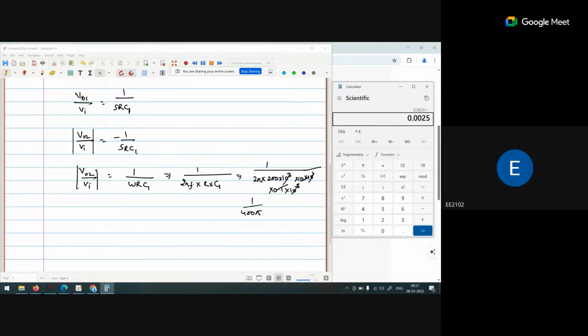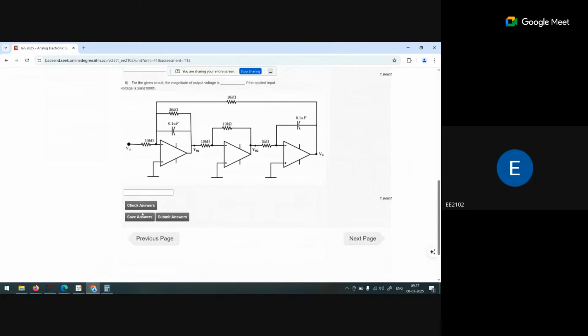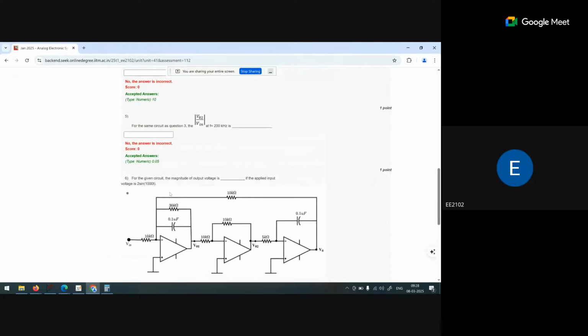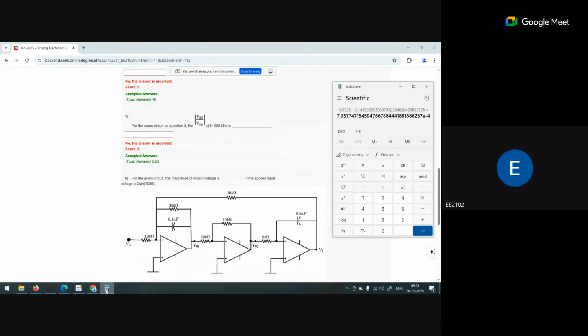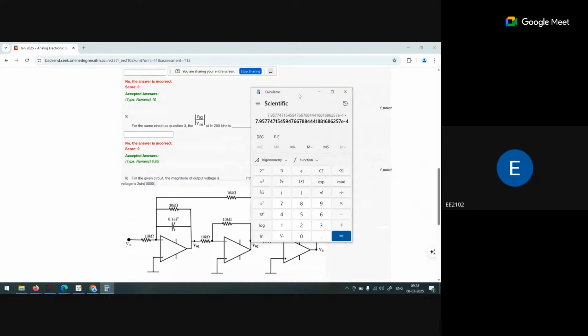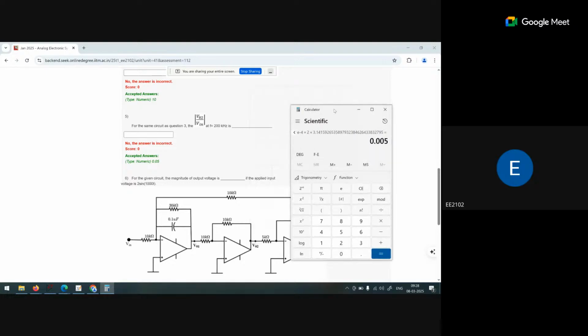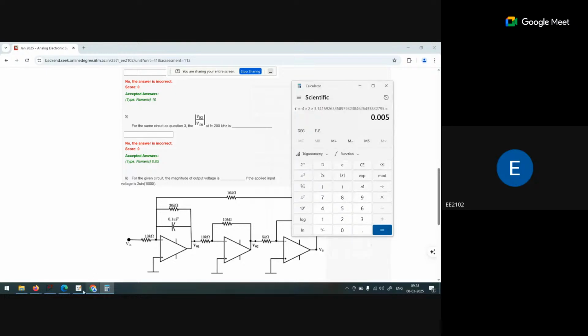Then 1 divided by 400 pi, which is 0.000795. The answer is 0.000795.